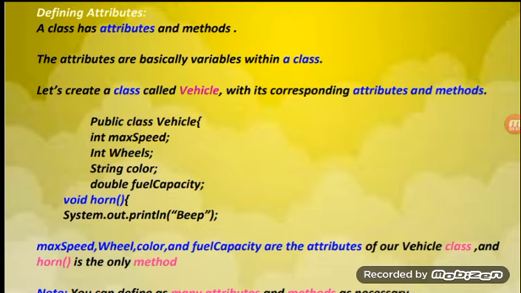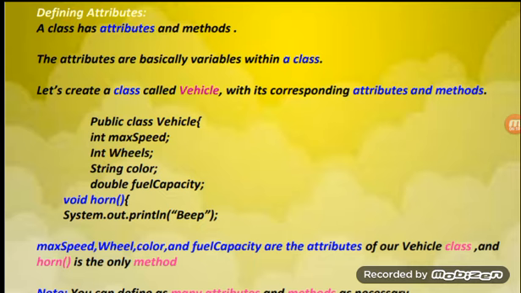Let's create a class called Vehicle. I am taking an example of a vehicle. Any type of vehicle I am calling here comes with its corresponding attributes and methods, which has attributes.